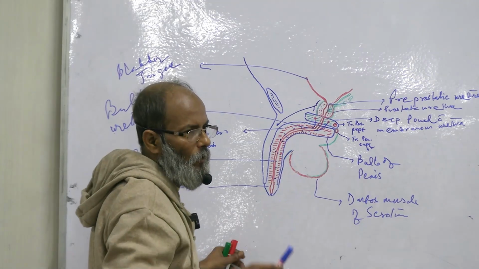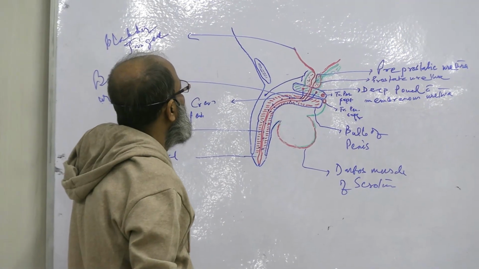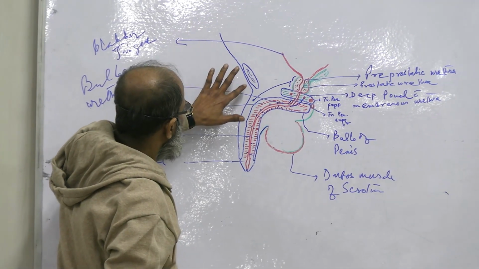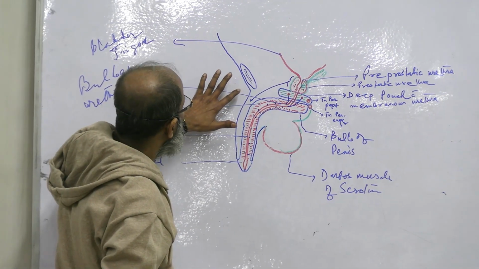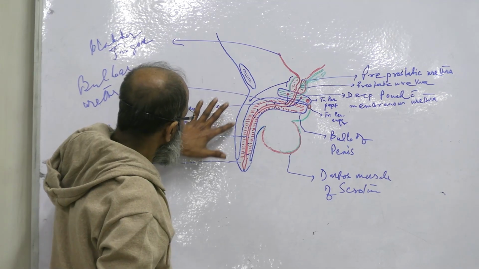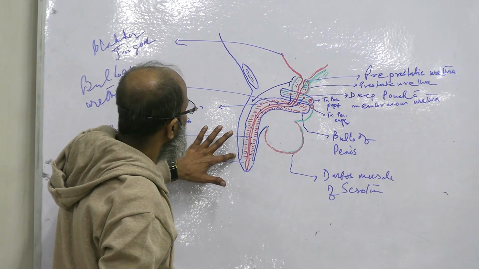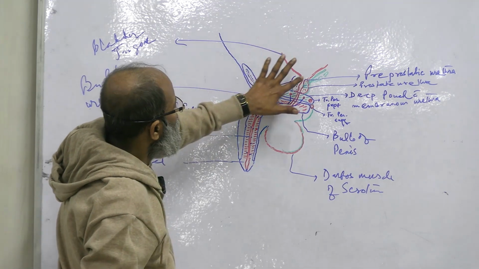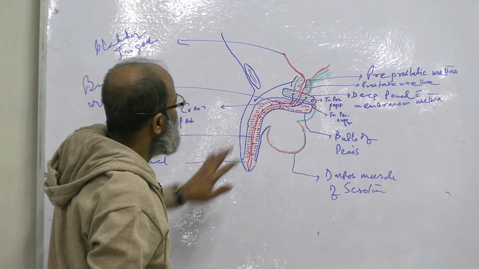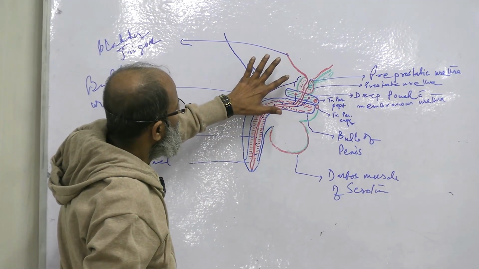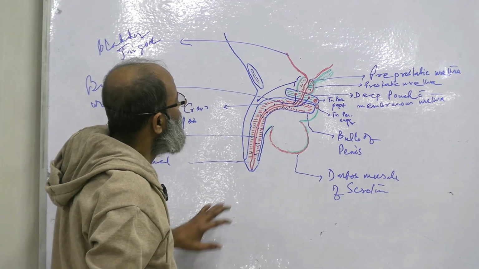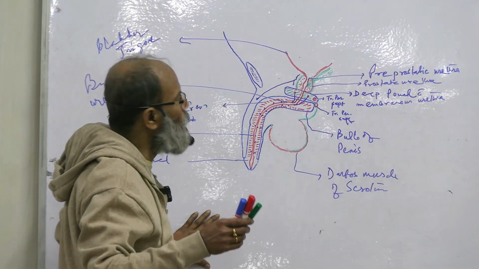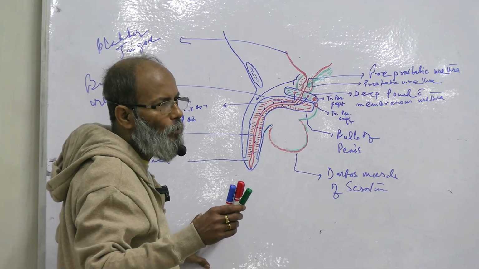Get the drawing first, all right. So this is the skin. This is the skin of the scrotum. The penis. This is the trigone, bladder trigone. This is the prostate, and within the prostate there is the prostatic part of the urethra, which is most dilated. Prostatic part of urethra is most dilated.